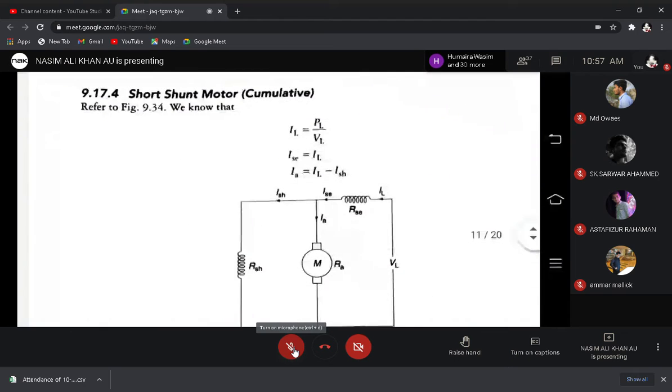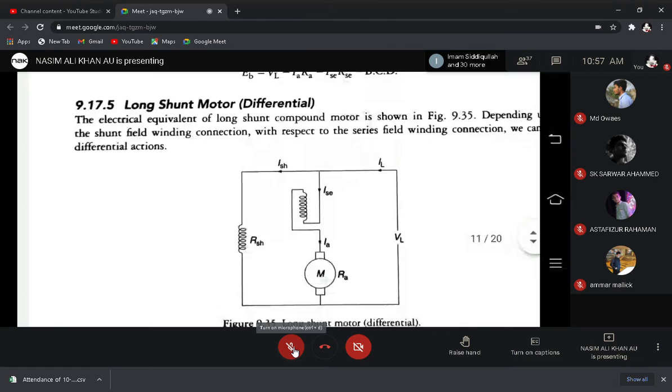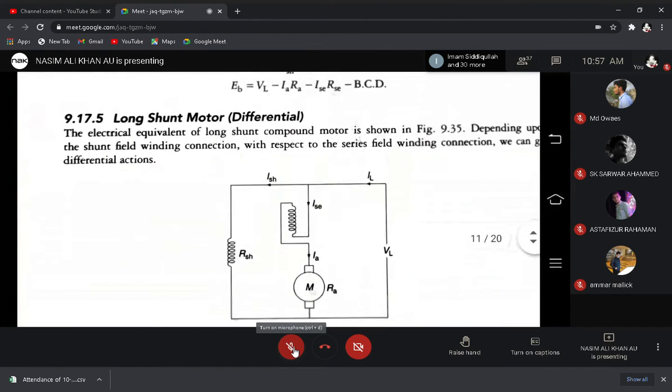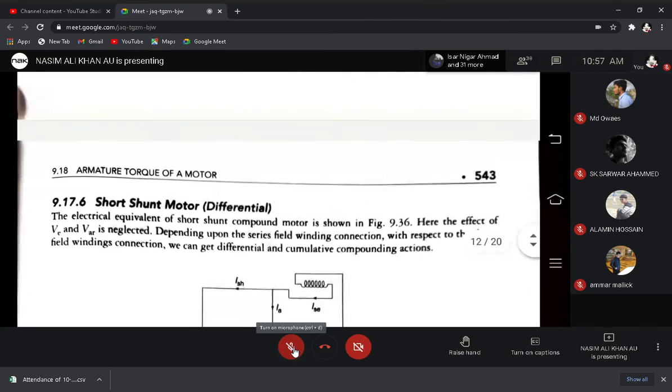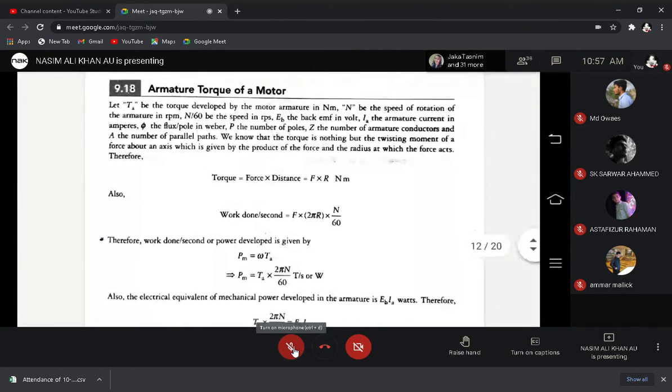Okay, this is the shunt motor. The shunt motor is also the same for cumulative, that is a very simple thing, and so this is not required. For the long shunt motor differential and short shunt motor differential, no need to worry about that. Now the main thing is the armature torque of a motor. This is very important in case of derivation.